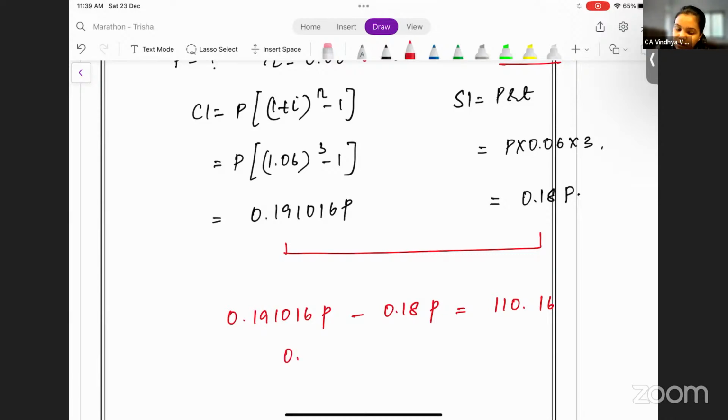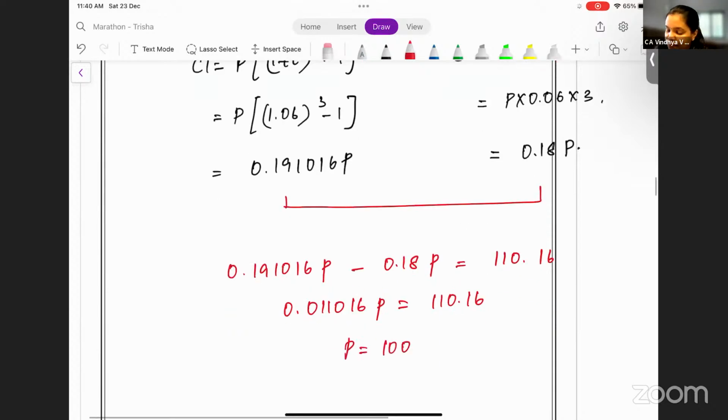You will get 0.011016 P is equal to 110.16. So do 110.16 divided by 0.011016, which gives you the answer as principal is equal to 10,000. Yes, good. Correct answer. 10,000 is correct.